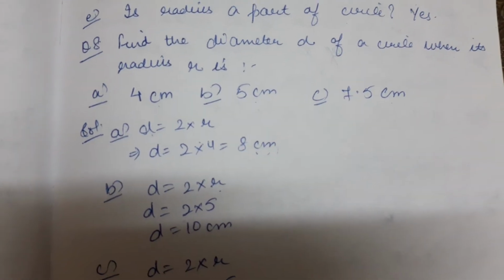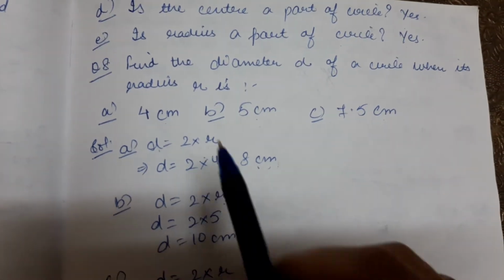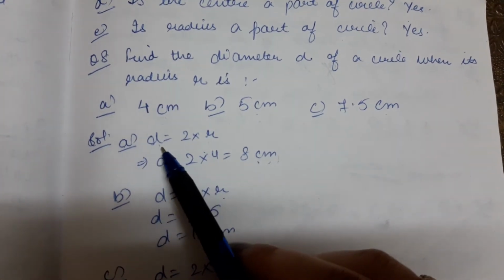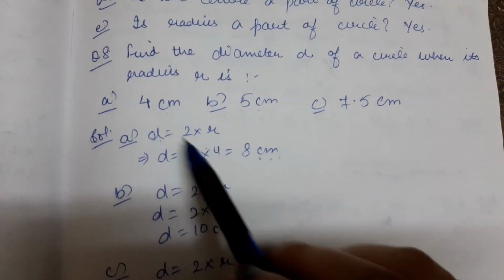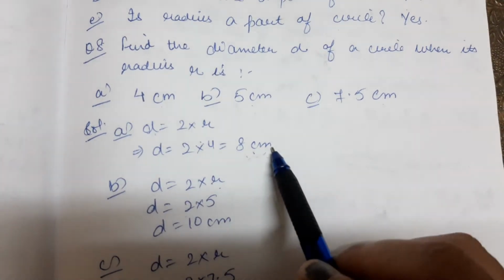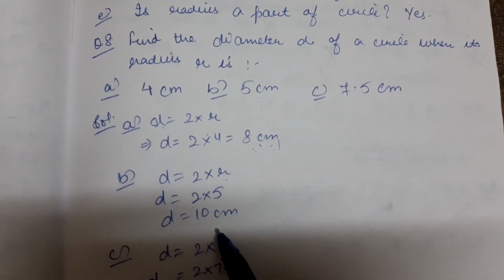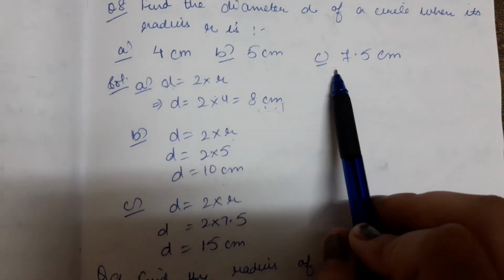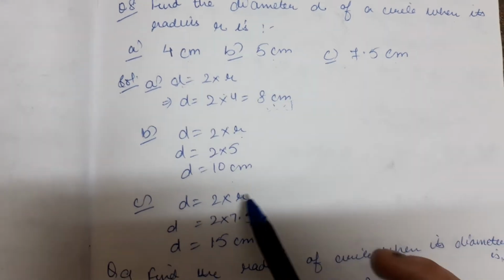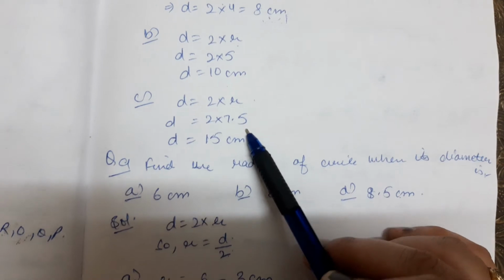Next is find the diameter d of a circle when the radius r is given to be 4 centimeter. We know the relation diameter is twice of radius. If radius is 4 centimeter, then diameter is twice of 4, that is 8 centimeter. Similarly, if radius is 5, then diameter is 2 into 5, that is 10 centimeter. And if radius is 7.5 centimeter, then diameter is 2 into 7.5, that is 15 centimeter.